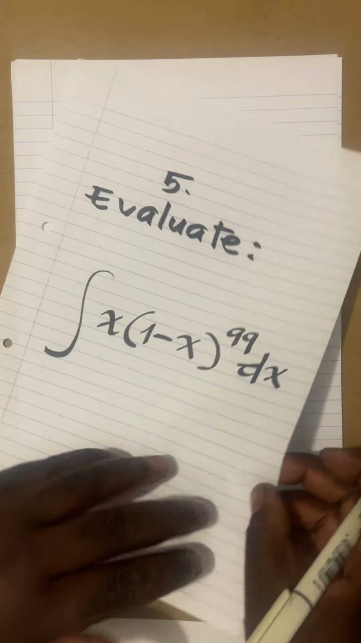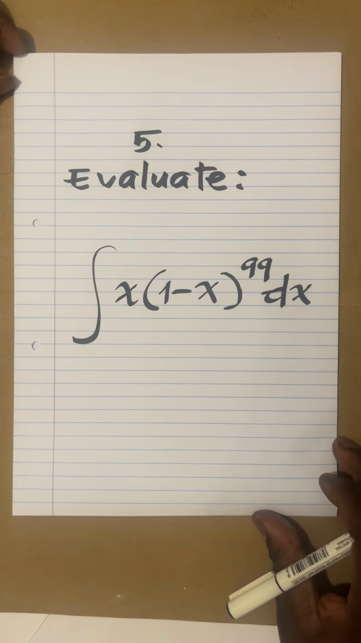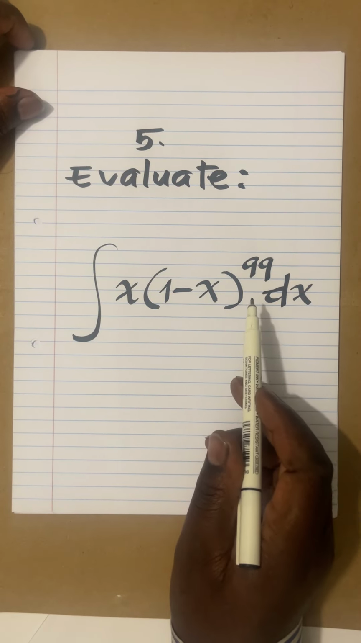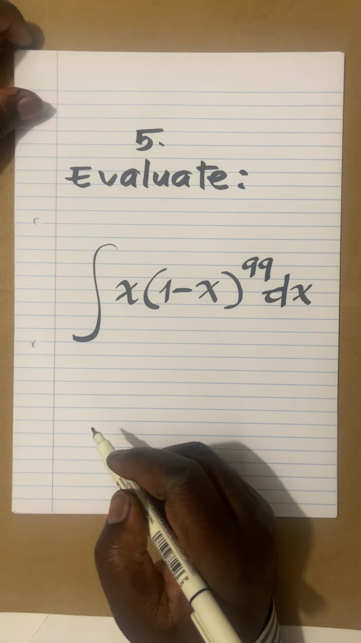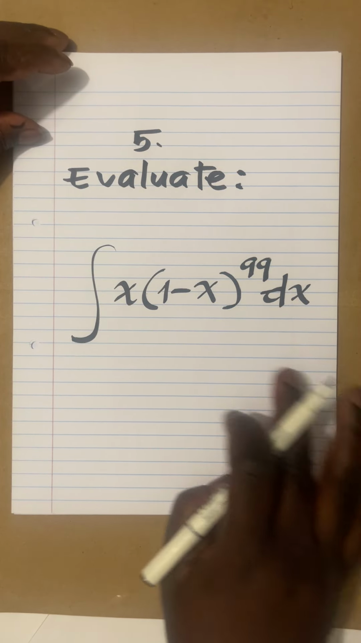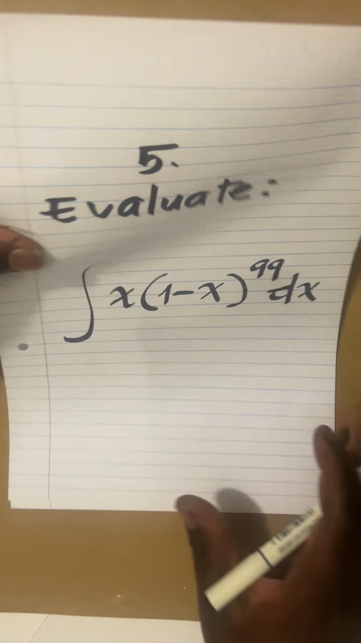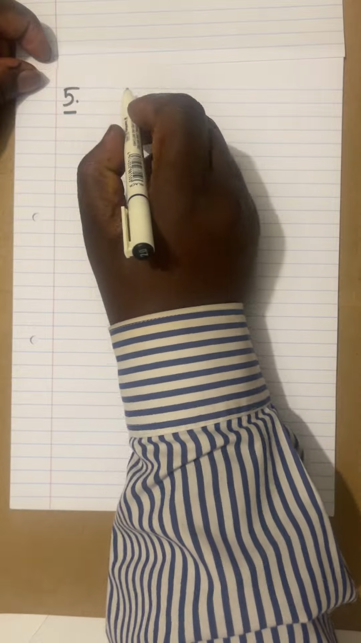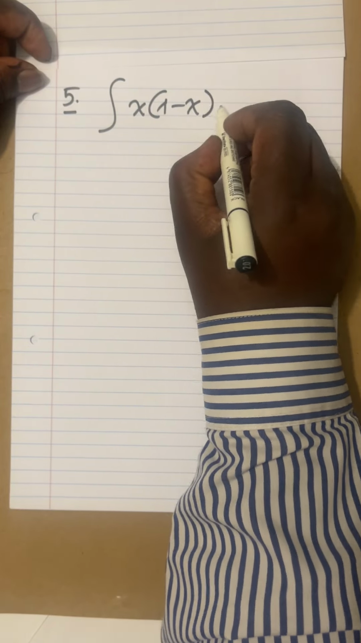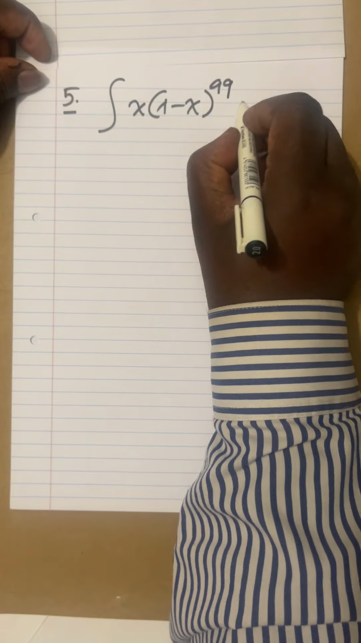Let's move to integral number 5. Integral number 5, and our last one for this video, there it is. The integral of x open brackets 1 minus x to the power 99 dx. Now clearly we have to use u-substitution here because you can't expand that. So here is how it works. Number 5, we have the integral of x open brackets 1 minus x to the power 99 dx.